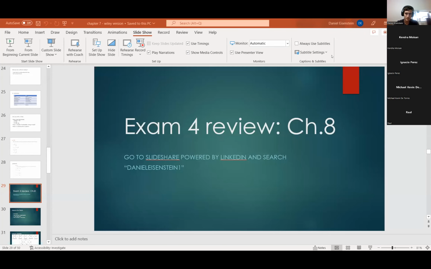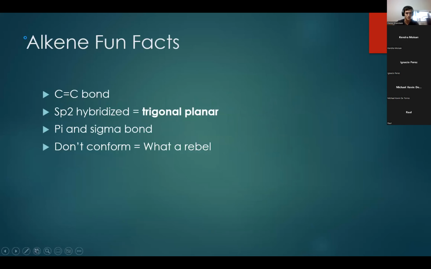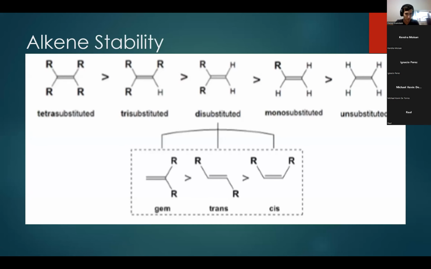Okay. Let's move on. So again, this is not chapter 8, this is elimination reactions. So alkenes. They are carbon-carbon double bonds that involve sp2 hybridized carbons that are trigonal planar. Okay. They are made of a pi and a sigma bond. There is no single bond rotation on a double bond. Okay. So alkene stability, everything that you will ever need to know is right here on the test.